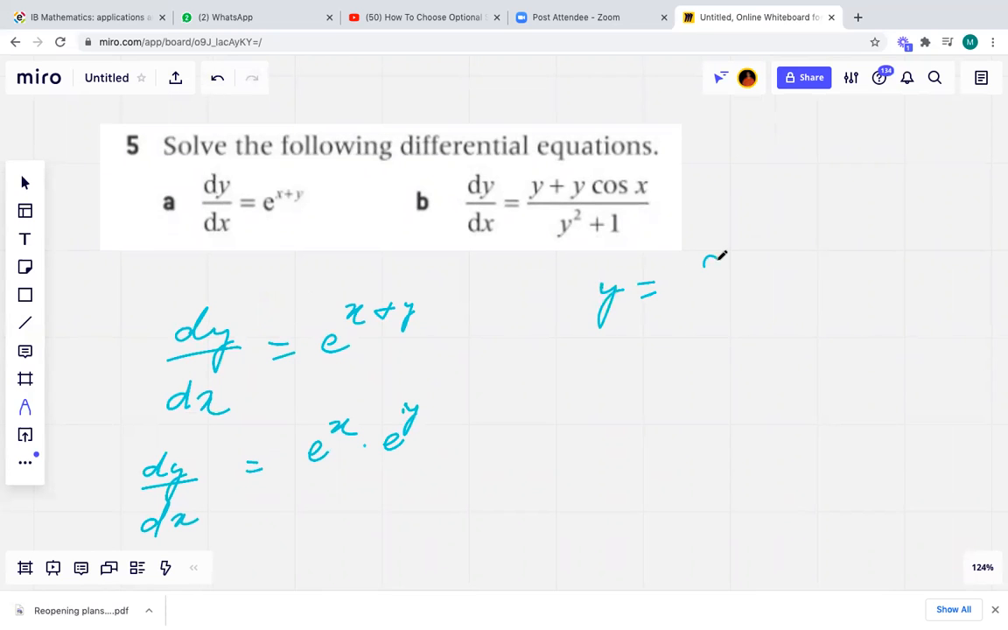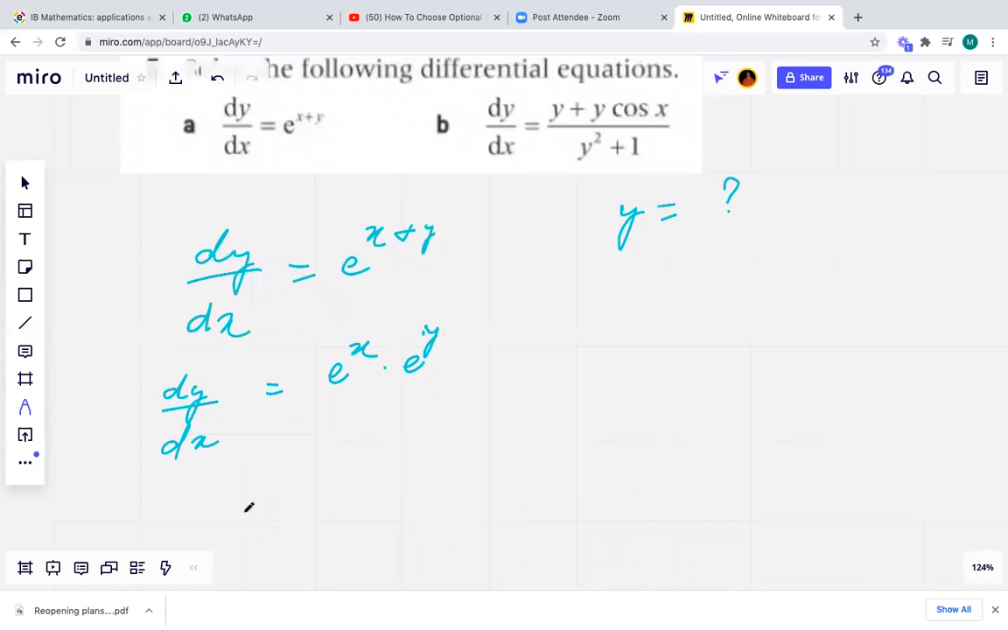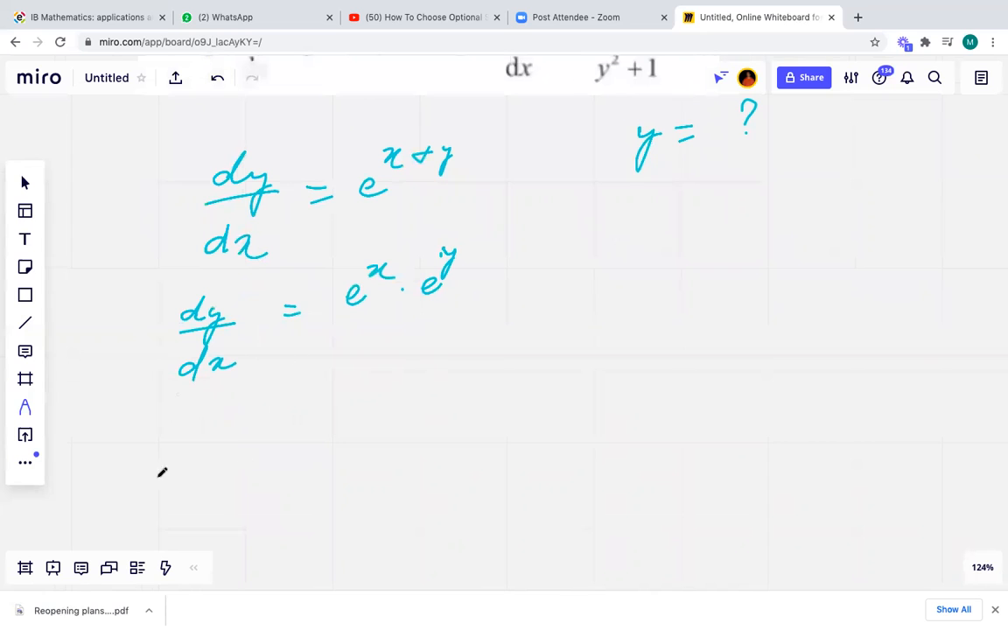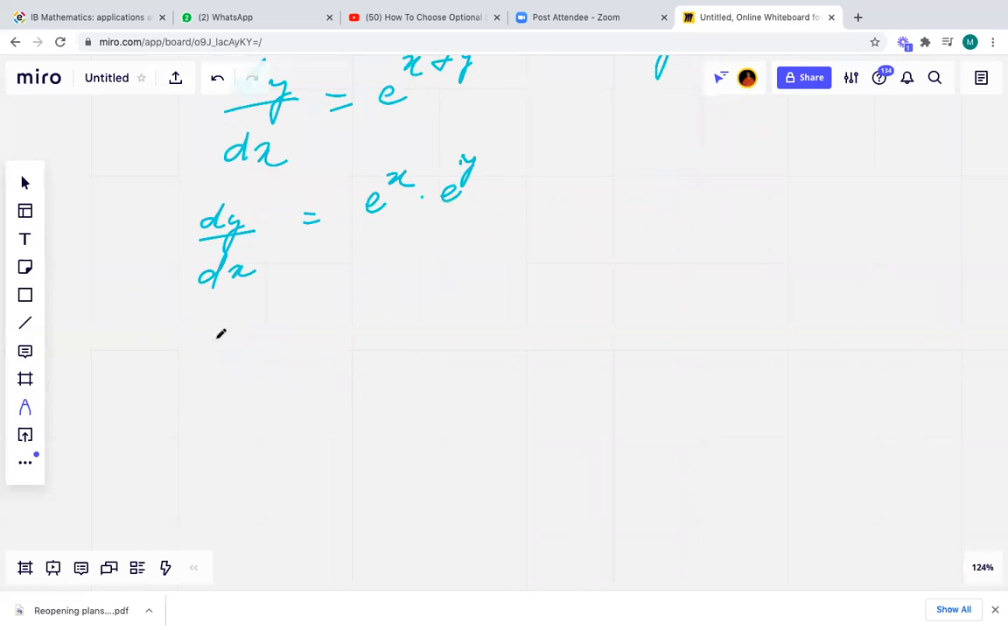I want to find the function. I know the derivative, dy by dx is known to me. So I will separate the variables.